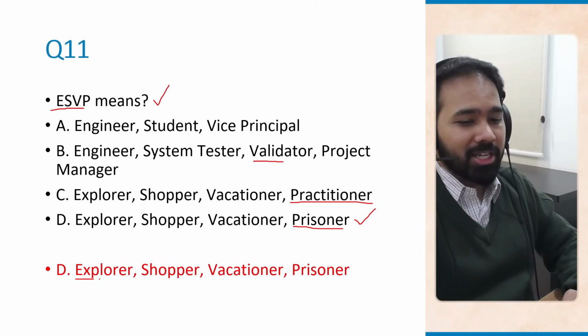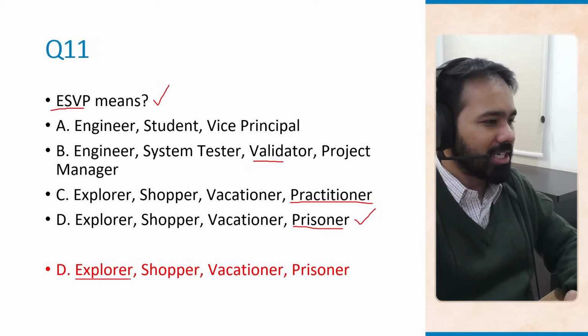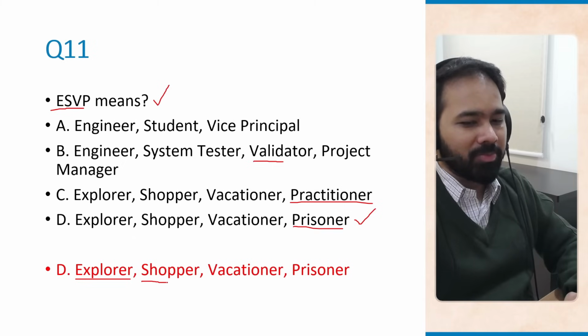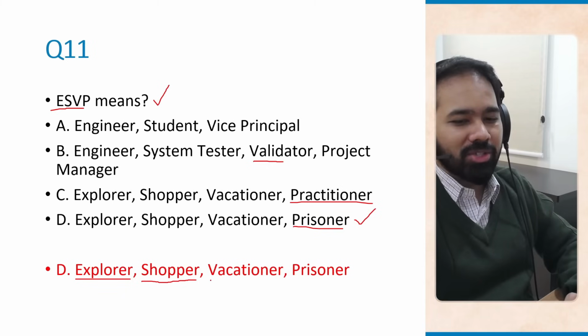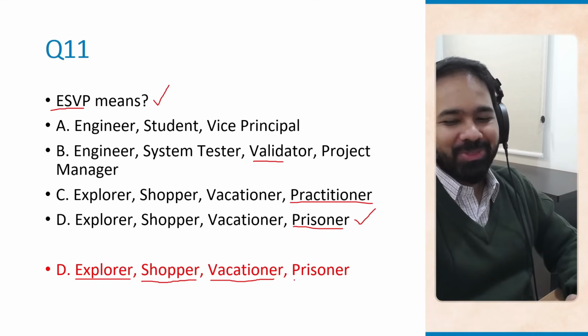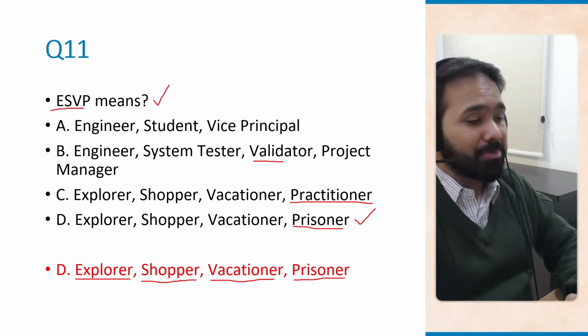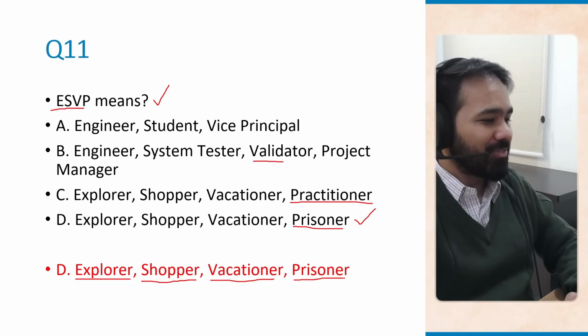So someone might say, I identify myself as an explorer in this meeting because I'm eager to learn and I'm eager to discover. Someone might say, I identify as a shopper because I'm looking for a few good ideas out of this retrospective meeting. Someone might say, I'm a vacationer. I'm just happy to be away from normal work and sit in this meeting. Someone might say, well, I feel like a prisoner here because I am forced to attend this retrospective meeting.